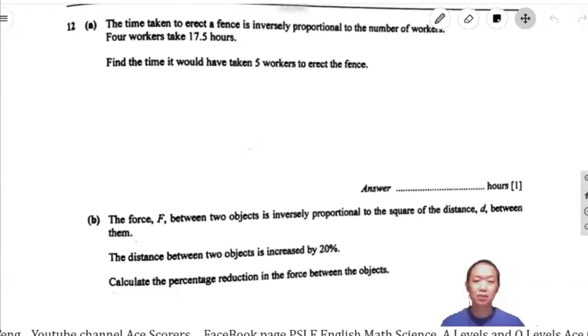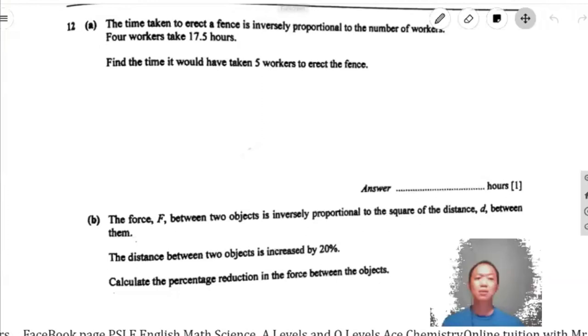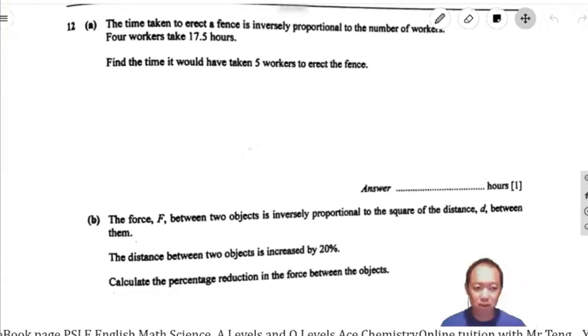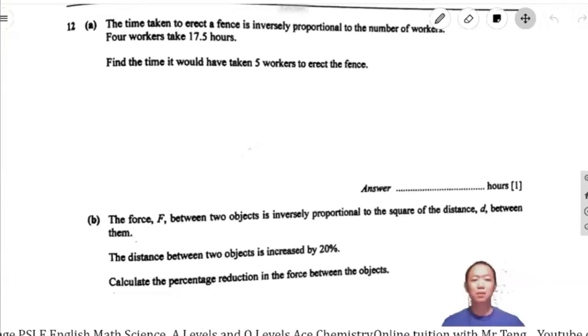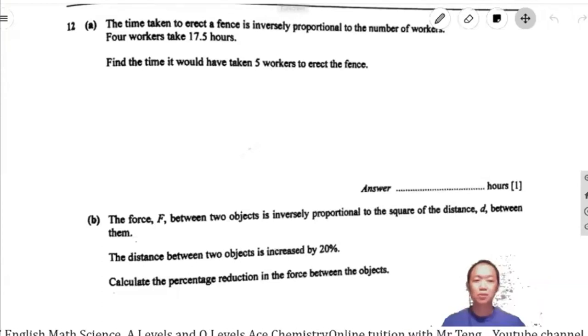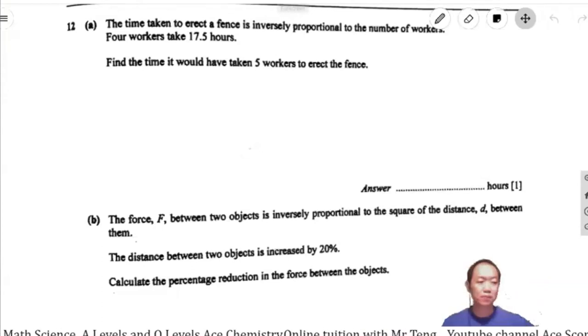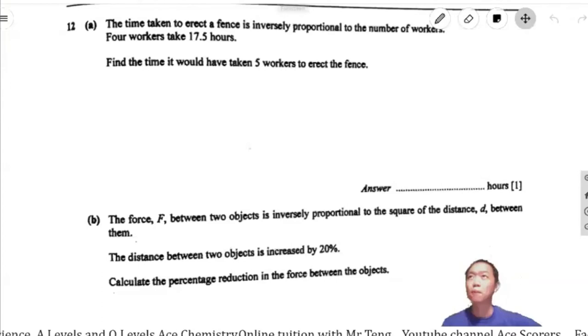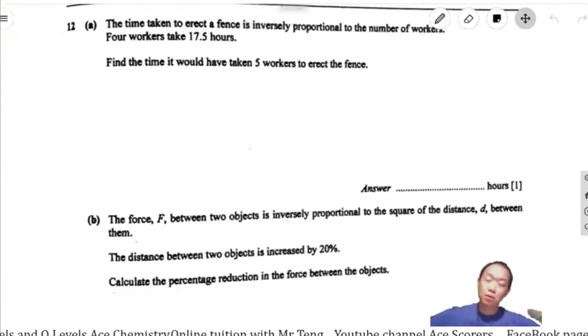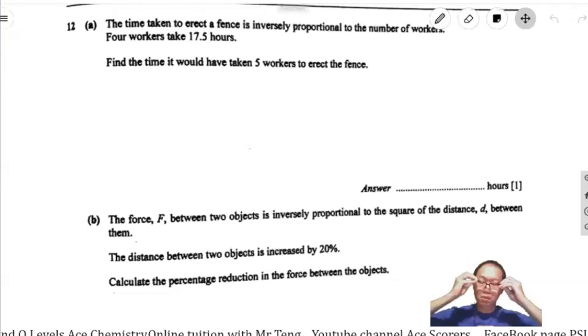Can y'all see? Is it too small, too big or anything? Because I just changed the size of this thing. My color keeps jumping in and out. Yeah. Okay, can you try? Try and give me the answer for this, and then we check. I better put on my specs.